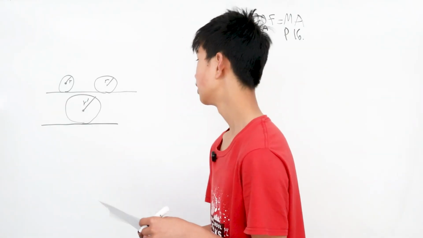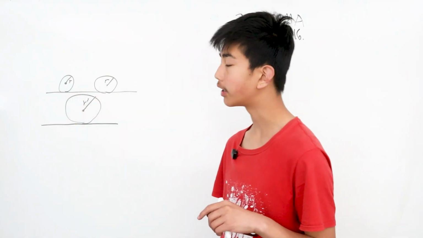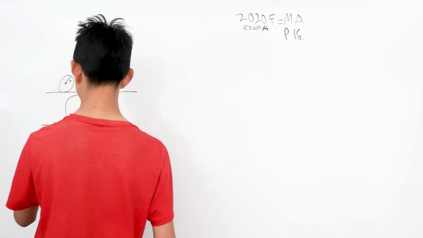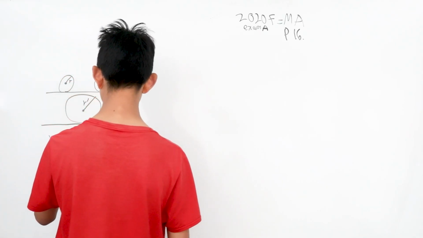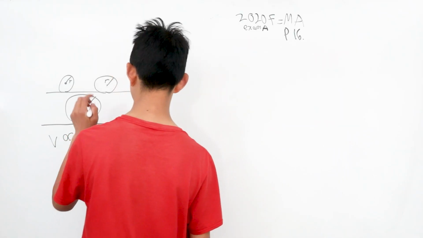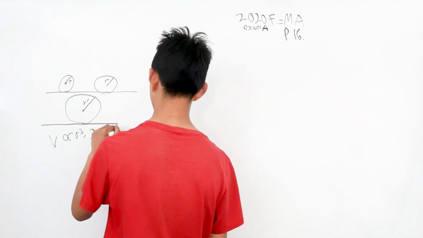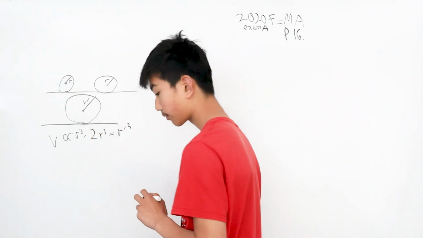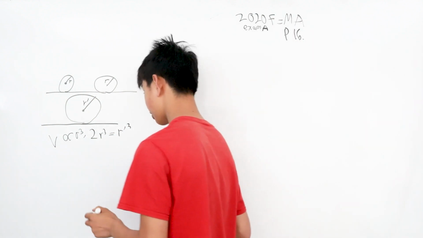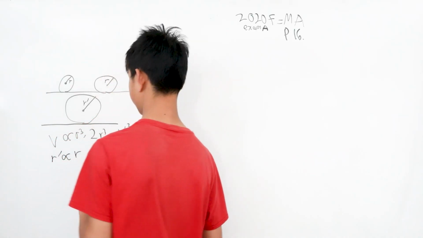So here we have two droplets of radius r, and they form a big one of radius r prime. We know that volume is proportional to r cubed, therefore 2r cubed, which is the sum of these two droplets, is equal to the big one, or r prime cubed. So we have that. Then it goes to show that r prime is proportional to r.